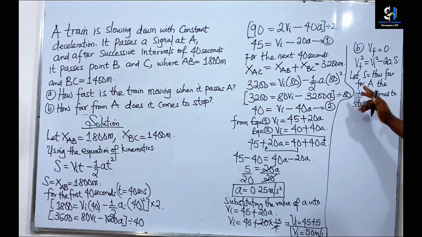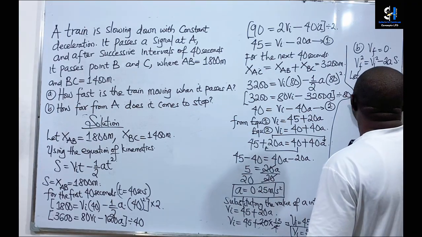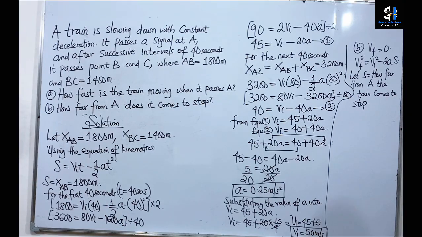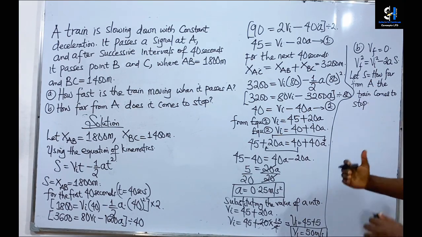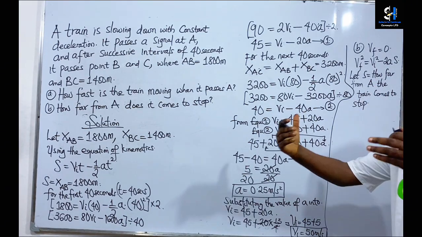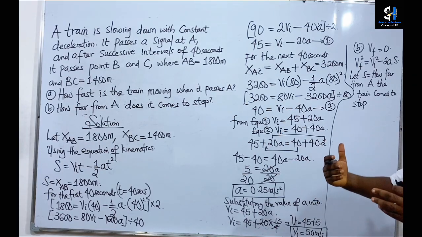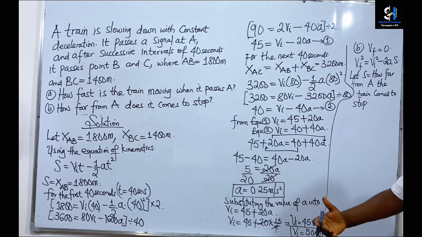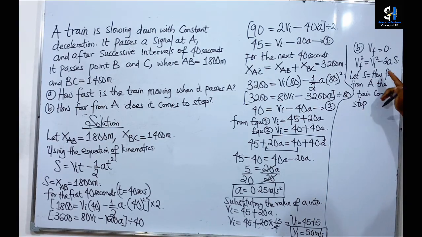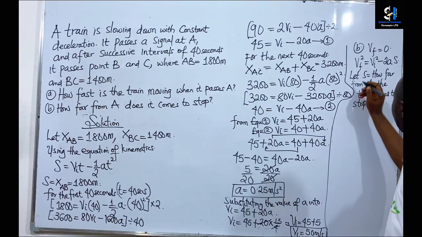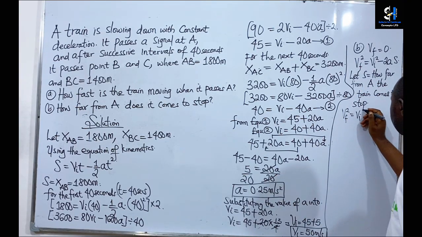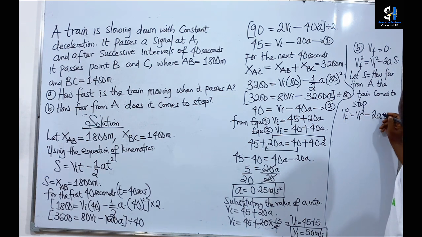So in this case, let s equal how far from A the train comes to stop. So that is the distance, from A, as the train passes the signal at A, it takes the train to come to stop. I just want to clarify something here. In this case, we have the final velocity squared equals initial velocity squared minus 2as.